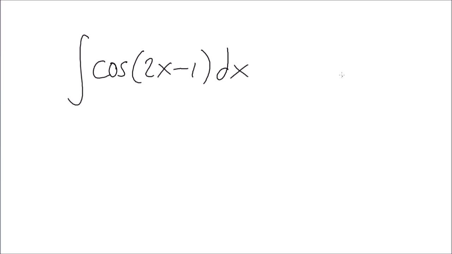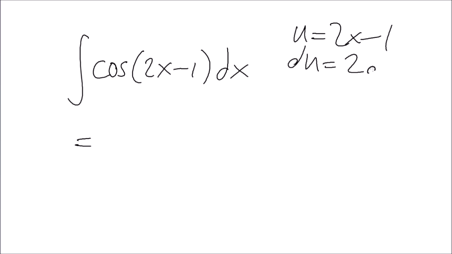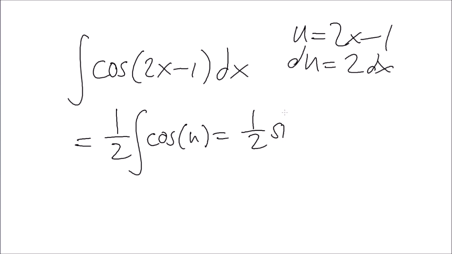All right. How about cosine of 2x minus 1? All right, what do we do now? I'm just kind of joking with you. The u is 2x minus 1. This is a linear function. Remember du is 2 dx, so we have to divide by that too. Cosine of u is equal to a half of sine of 2x minus 1.